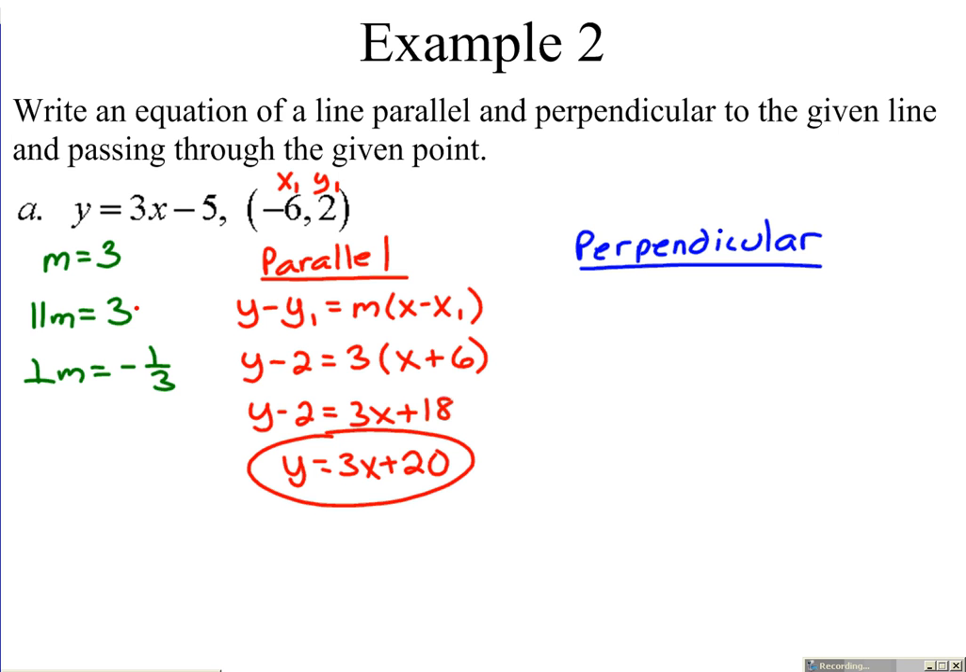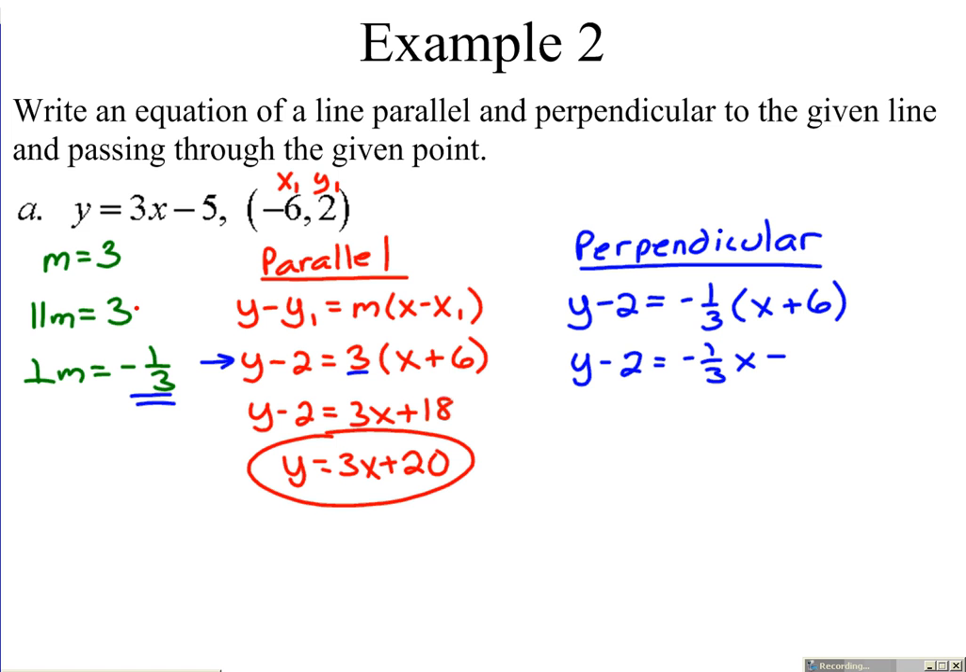Everything is going to be exactly the same, except we are now using this slope. So I'm looking at this line right here, y minus 2 equals, and I just need to change that slope. Everything else stays the same. It's still y minus 2, but now instead of a slope of 3, I'm going to have a slope of negative 1/3, and that's the only thing that changes in this equation. Distribute. Add the 2 over. The 2's cancel. We're just left with y equals negative 1/3 x.